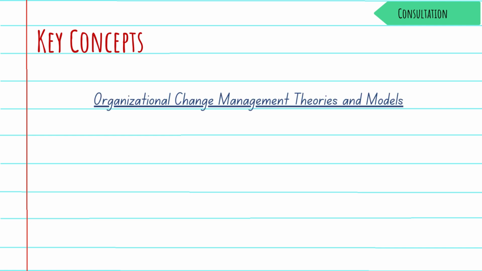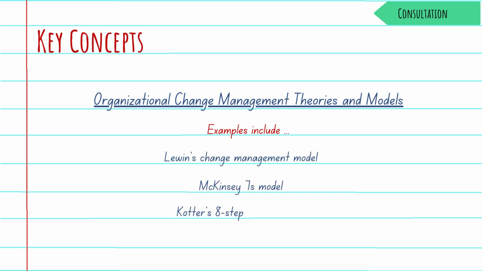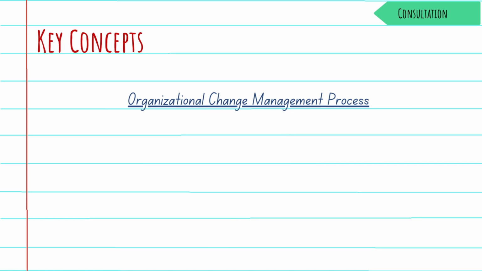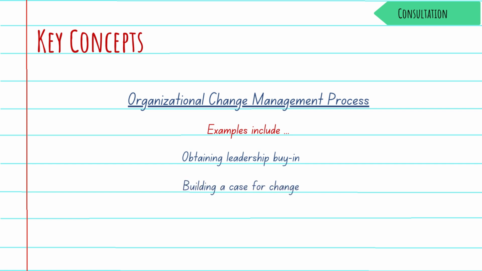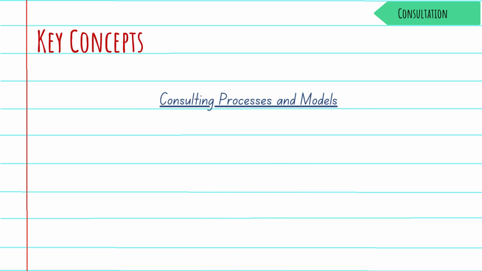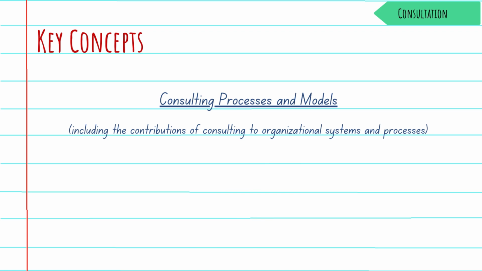Examples of organizational change management theories and models include Lewin's change management model, the McKinsey 7-S model, Kotter's 8-step change model, and the Kübler-Ross change curve. Examples of organizational change management processes include obtaining leadership buy-in, building a case for change, engaging employees, communicating change, and removing barriers.